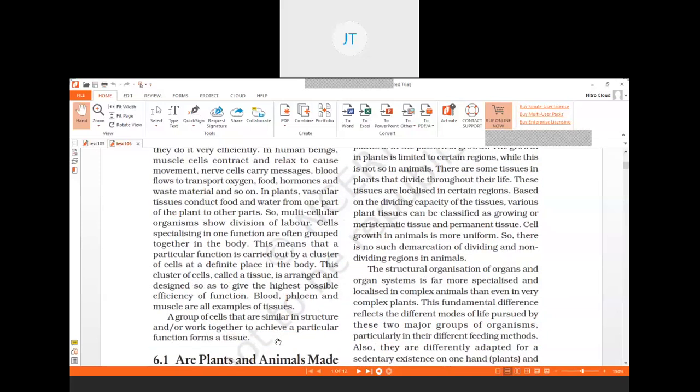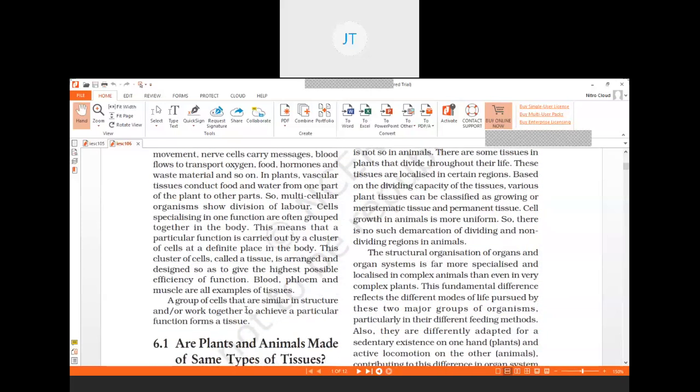A group of cells that are similar in structure and/or work together to achieve a particular function form a tissue. Similar structure, or we can say similar function, a group of cells that work to achieve a particular function form a tissue. So this is the definition of the tissue.